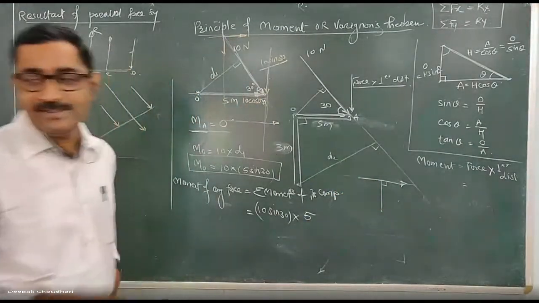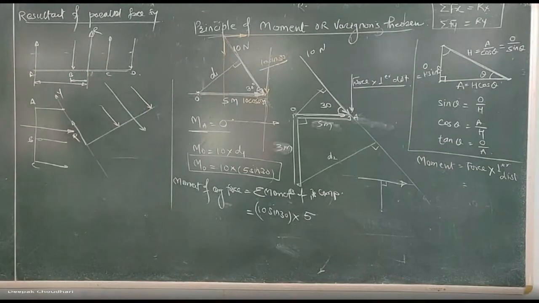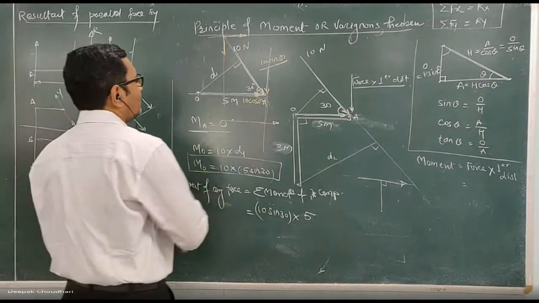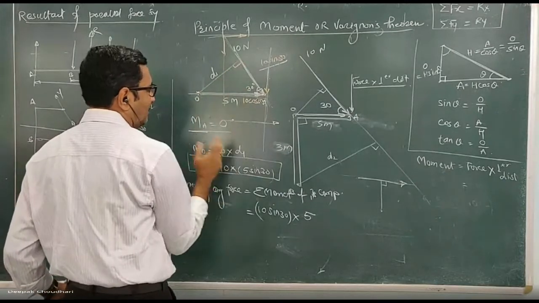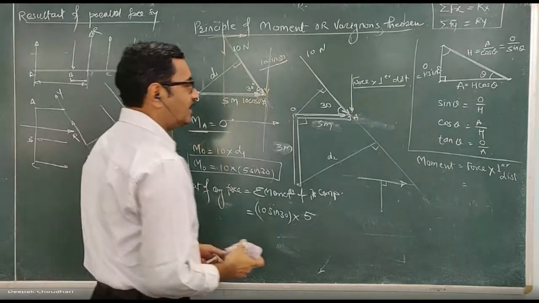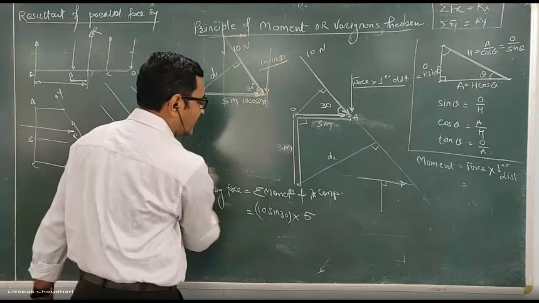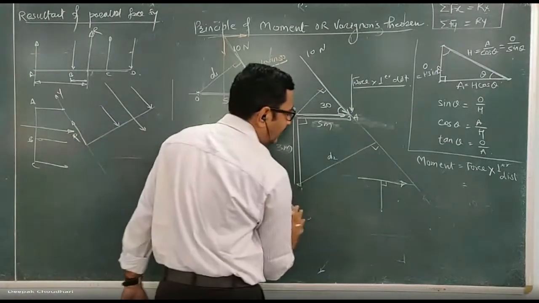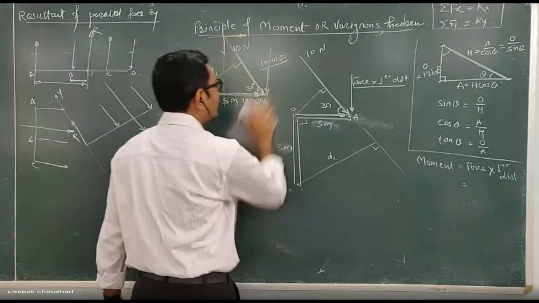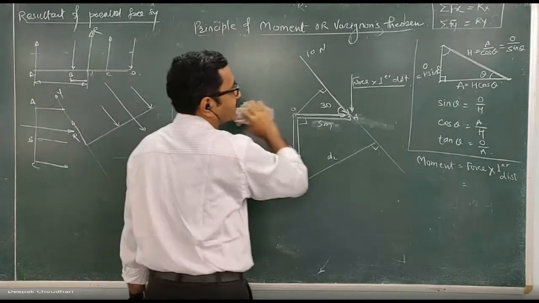If the force is inclined and you want to find out the moment of that force, you can use the same method. You can calculate the perpendicular distance and take the moment. But I already told you yesterday that whenever the force is inclined, sometimes it becomes difficult to find the perpendicular distance. Clear? We have considered this example.